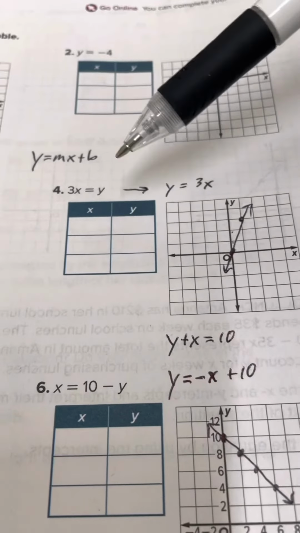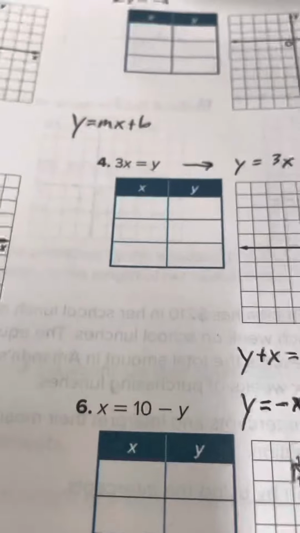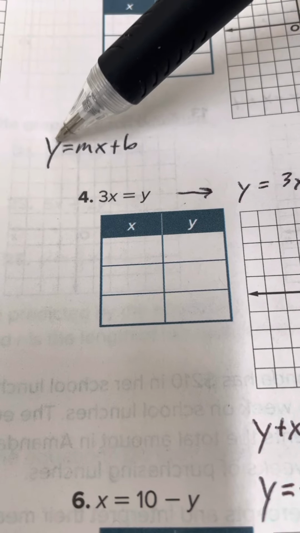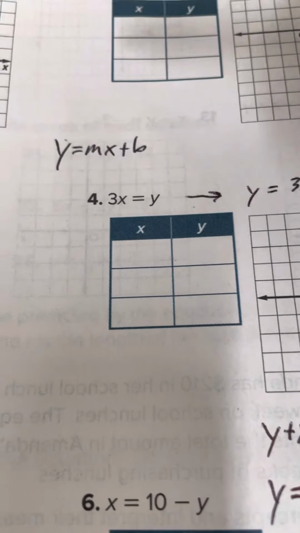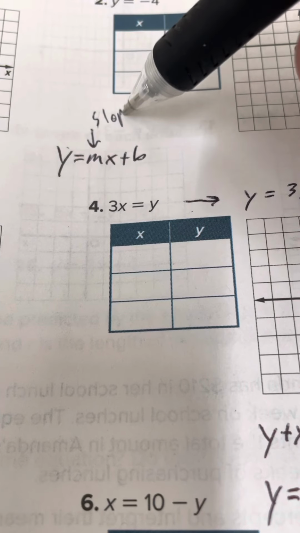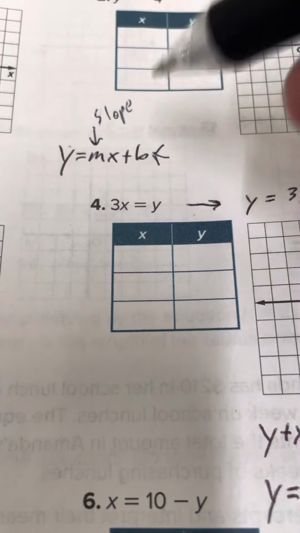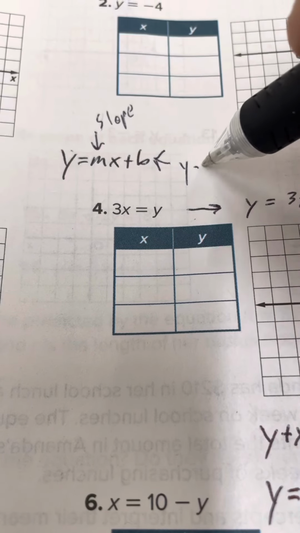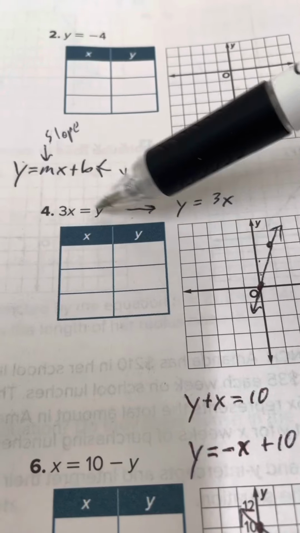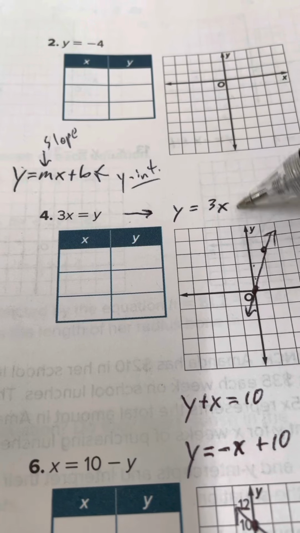I'm taking a look at your homework on page 215, and I'm going to do the even ones. We are to put these in slope-intercept form, which is y equals mx plus b, where m is going to be our slope, and b is going to be whatever number is back here, our y-intercept.